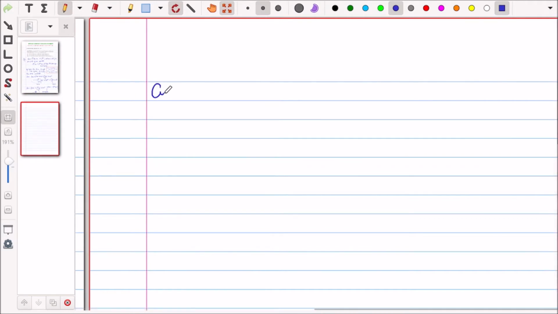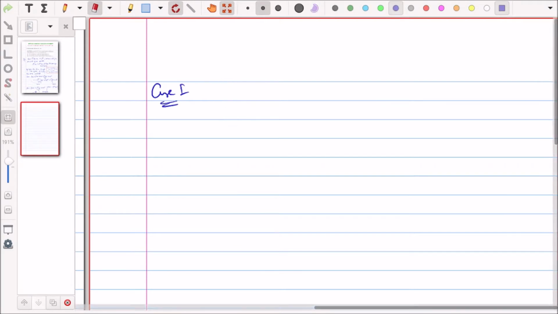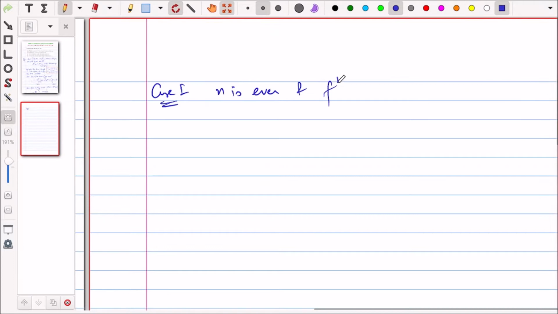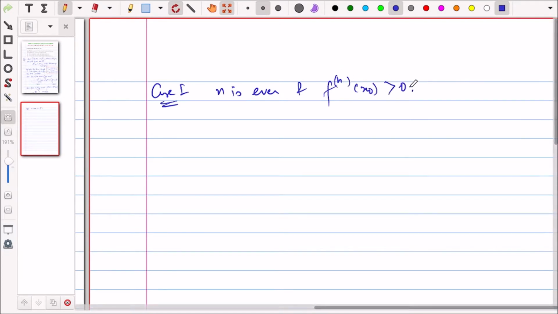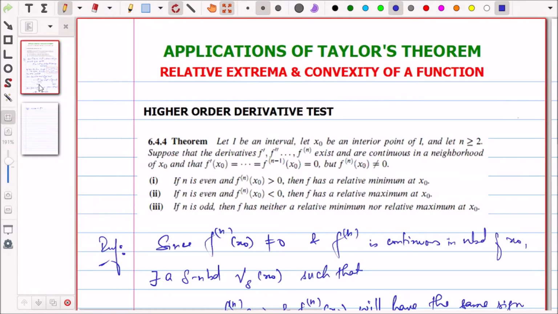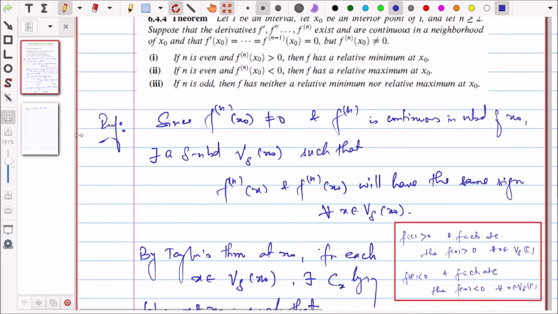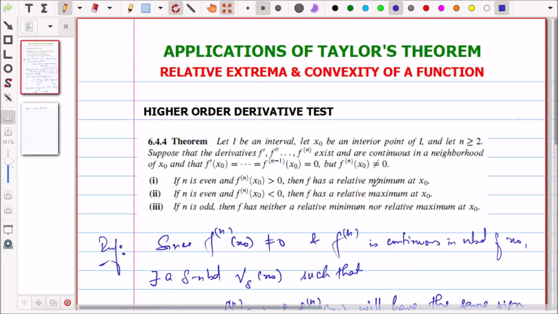Now case 1, if n is even and f^(n)(x_0) is positive, fine? So this is the case we are giving. Then you have to show that f has a relative minimum at x_0.